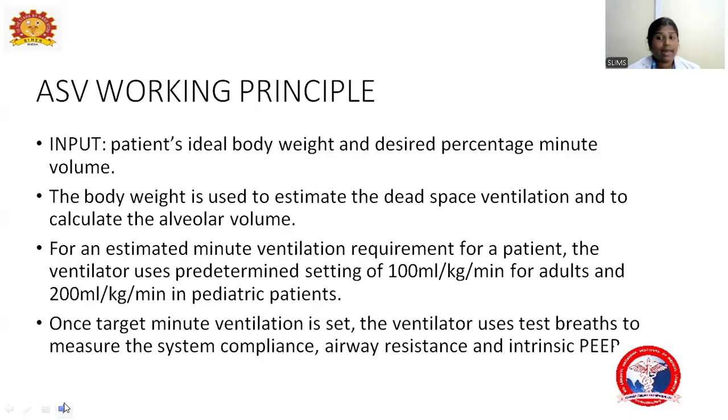So how does your ASV work? The input is your patient's ideal body weight and the desired percentage minute volume. The body weight is used to estimate the dead space ventilation and to calculate the alveolar volume. For an estimated minute ventilation requirement for a patient, the ventilator uses a predetermined setting of 100 ml per kg per minute for adults and 200 ml per kg per minute in pediatric patients.